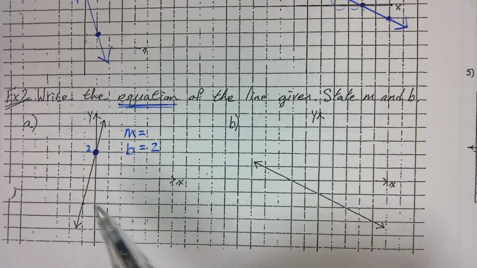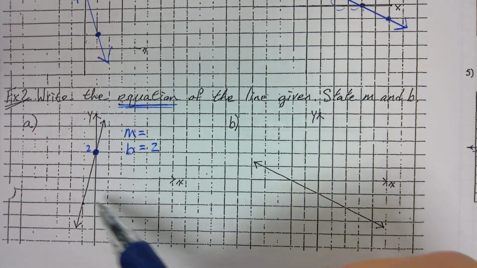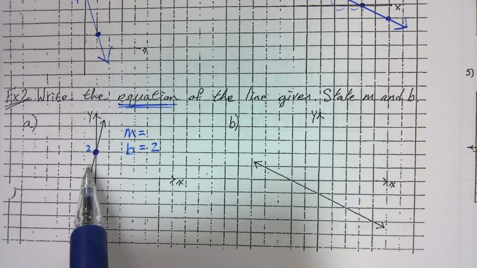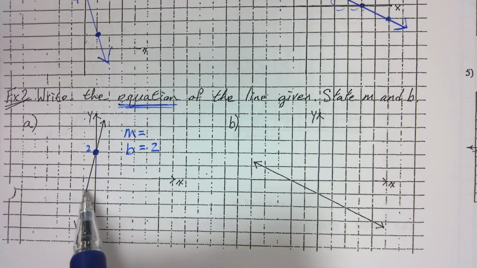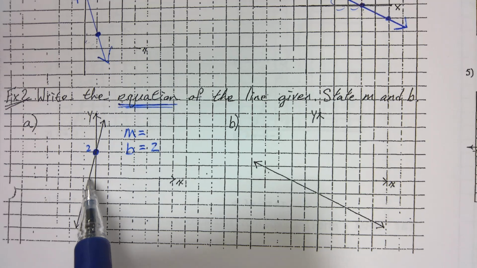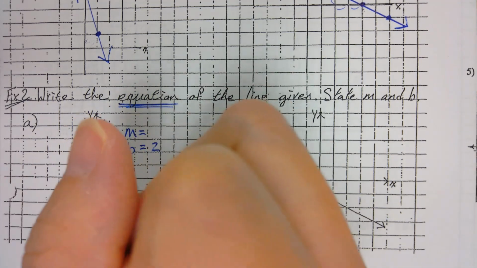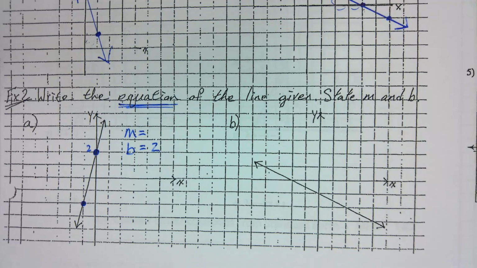And then the other point I want to choose is something that's nice and easy to read off. Is this a good point to read off? No. What about this one? Yes. What about this one on the x-axis? Oh wait, no. What about this one right here? Yes, because this one is right in the corner of your grid.